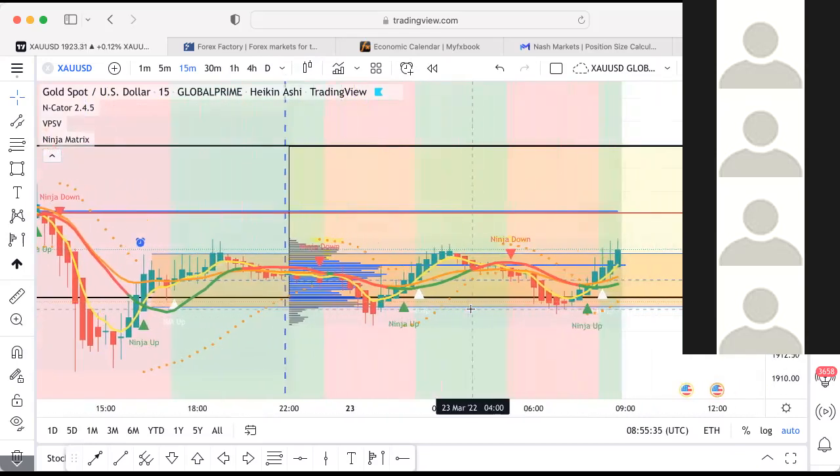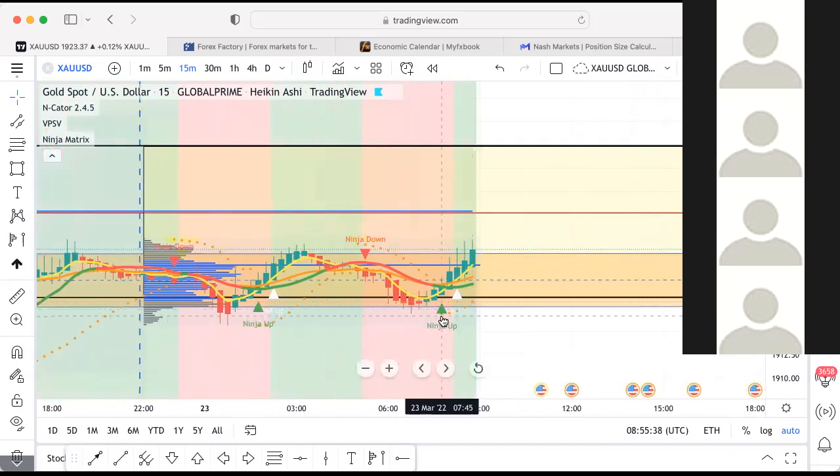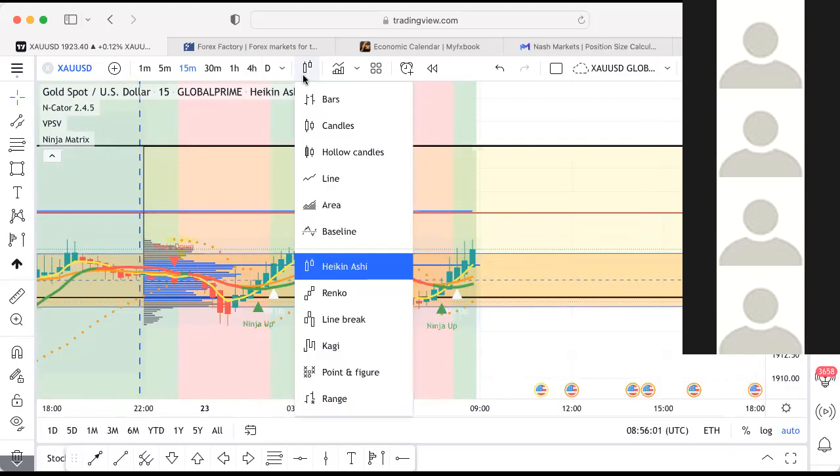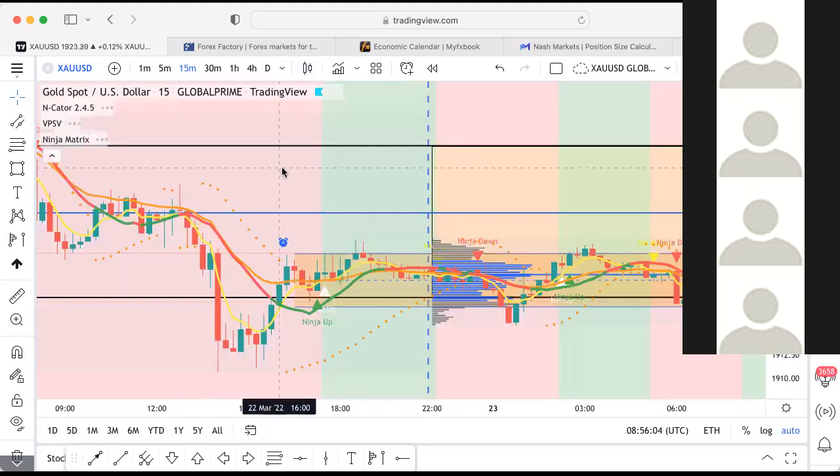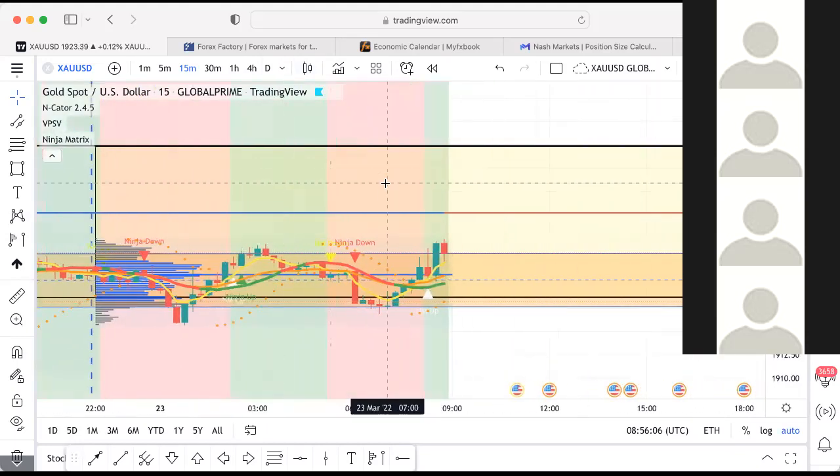No, sorry, there we are. So we've got a Ninja up, a Ninja Matrix up, and then the third confirmation I look for is the 5 MA to be above the 13 MA, and for the gap between to be widening. So all of that is telling me, yes, there's a potential buy, but when I take the Heikin Ashi candles off, I get a slight question mark because price is reversing.